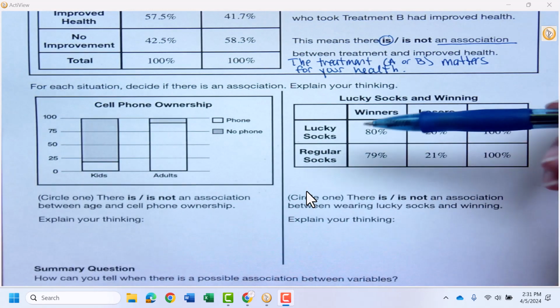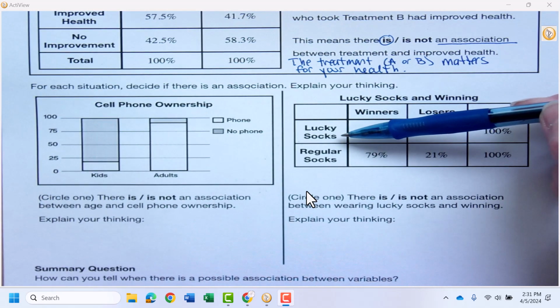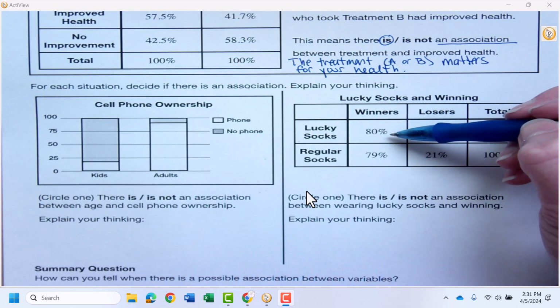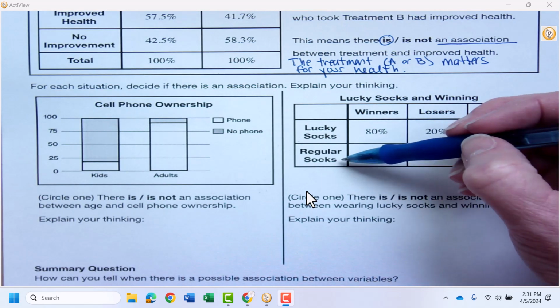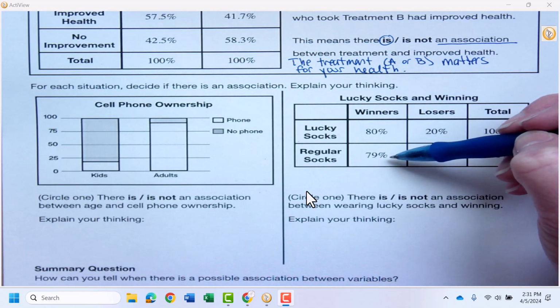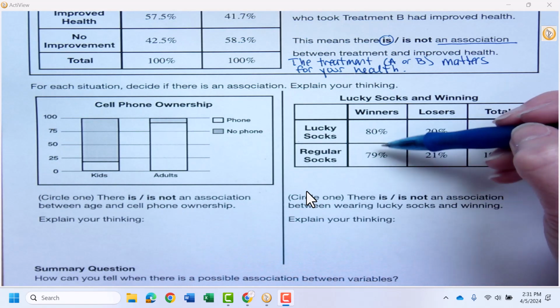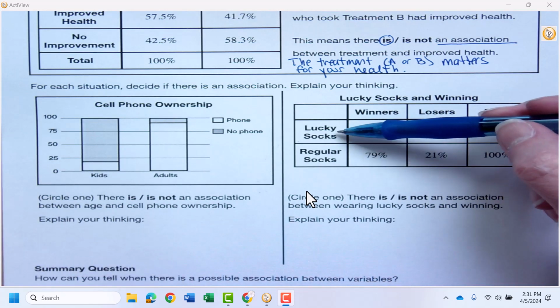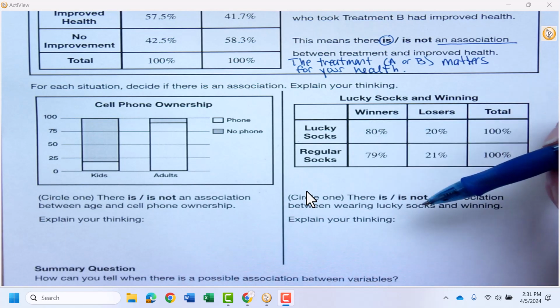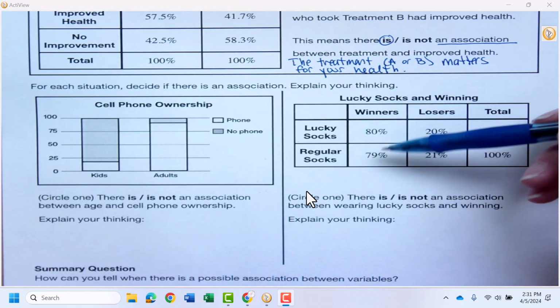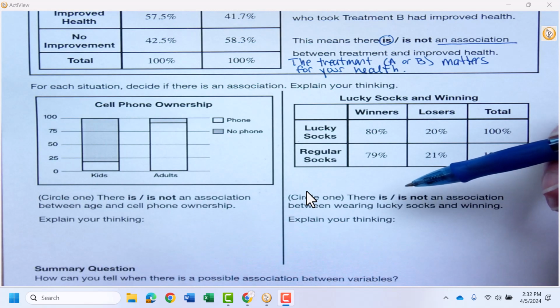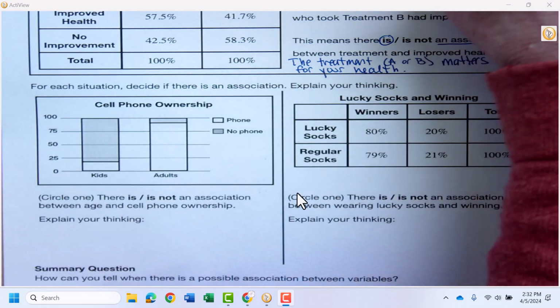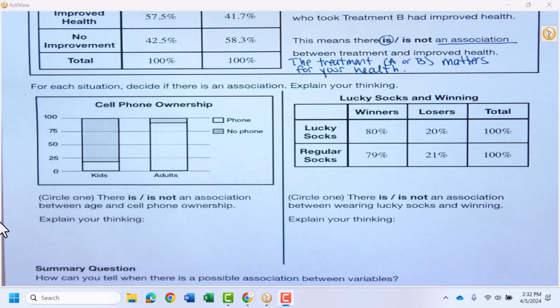Well, let's look. The people who wore their lucky socks were winners 80% of the time. And the people that wore their regular socks were winners 79% of the time. Now, those are pretty close percentages. That seems to indicate there's not a lot of difference whether you wear your lucky socks or your regular socks when it comes to winning. You could wear either sock and you'll be just about equally likely to win. I don't think we need to worry too much or be too superstitious about wearing socks.